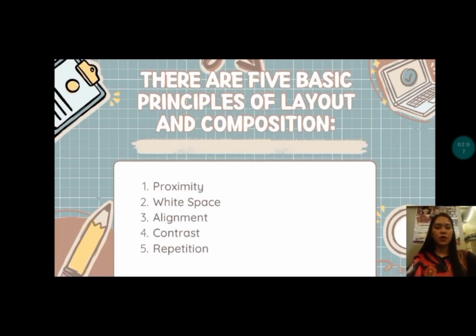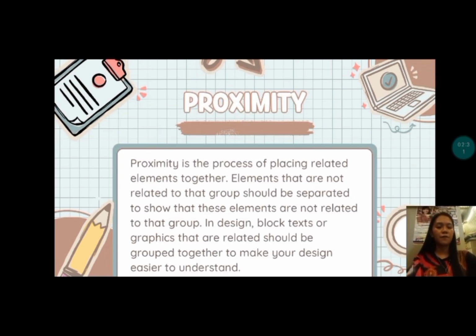So now let's discuss the different principles of layout and composition. We have here five basic principles of layout and composition. First, we have proximity. Second, white space. Third, alignment. Fourth, contrast. And fifth, repetition. So first, we have proximity.